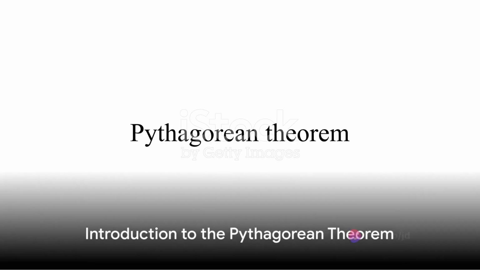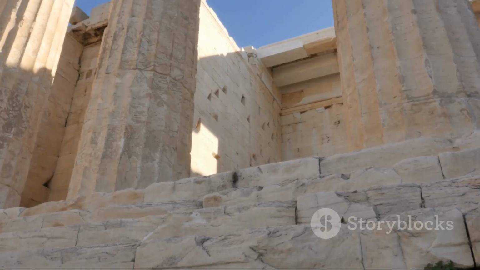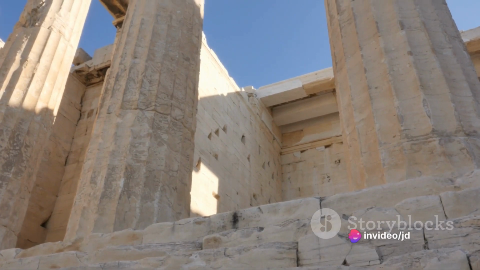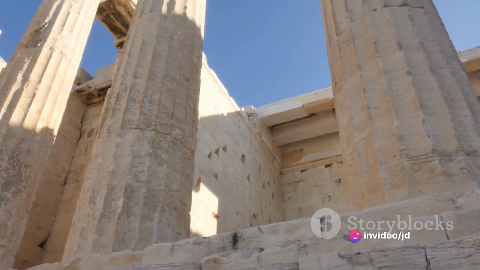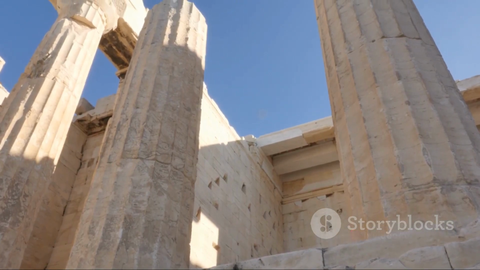Ever wondered how a right-angled triangle holds the secret to distances and measurements that have been used for centuries? Today we dive into the mathematical wonder of the Pythagorean theorem. Named after the ancient Greek mathematician Pythagoras, this theorem is a fundamental principle in geometry. It's a formula that has been used since antiquity and has a wide range of applications, from architecture to computer graphics.